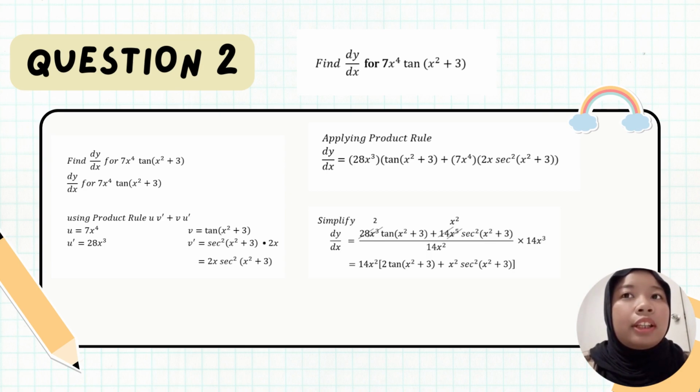After we apply the product rule, we need to simplify all of it. So we get dy over dx equals 14x cubed times [2 tan(x squared plus 3) plus x squared sec squared(x squared plus 3)]. So that is the final answer.